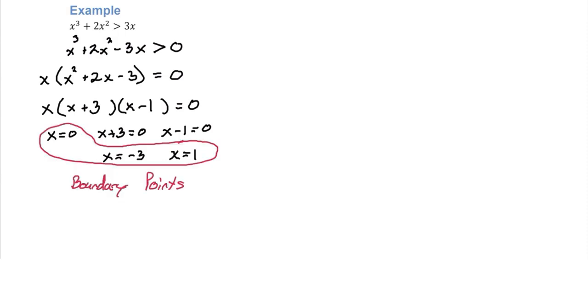And we put those on a number line. Negative 3, 0, and 1. Make sure you put them in chronological order. Notice again in this case, those boundary points break up the number line into 4 separate intervals. We need to now test a point in each interval into the inequality and see if it's true or false.